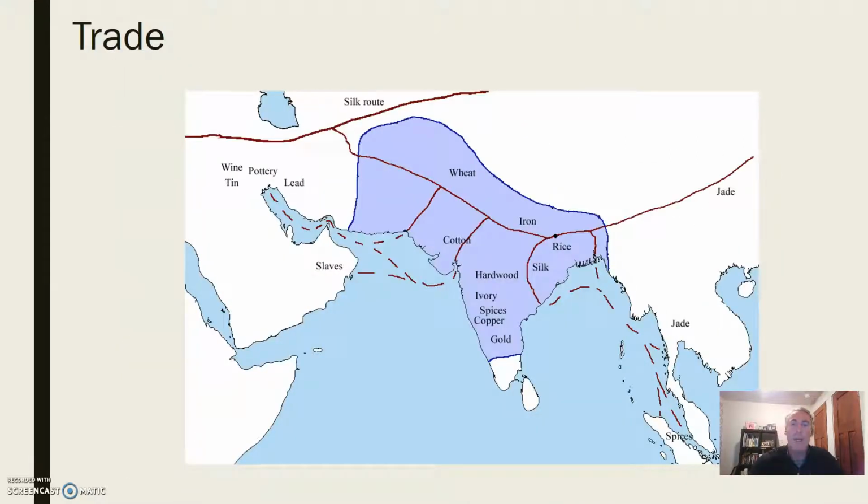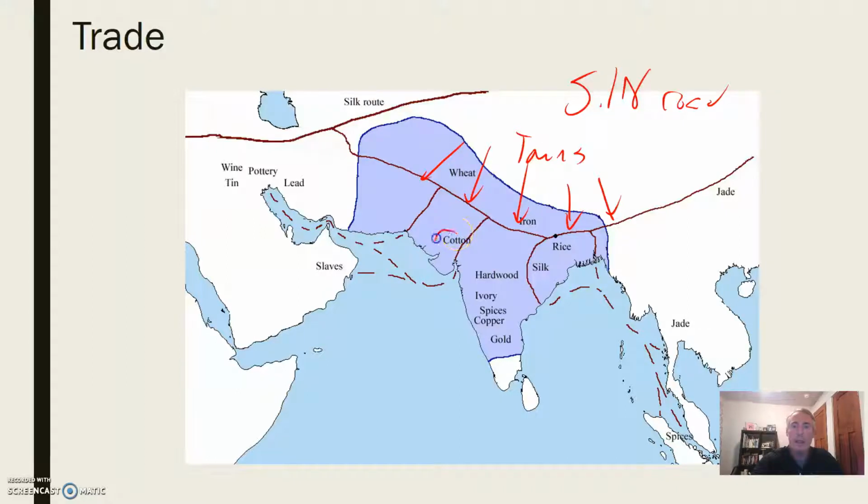Now, trade. First, let's talk about some overland trade routes. There are two things that I want to mention with this. One is, as you see, trade routes that came through Asia into the Middle East. We've got the Silk Road being a big one up here. What starts to develop along these routes are towns. Towns and cities become centers of trade, and many of them begin to specialize.